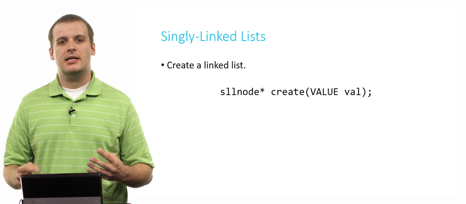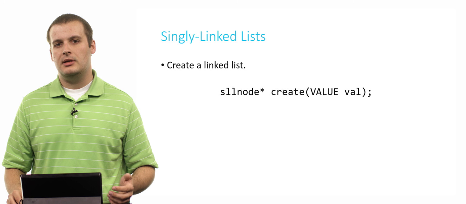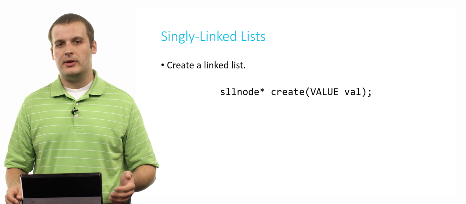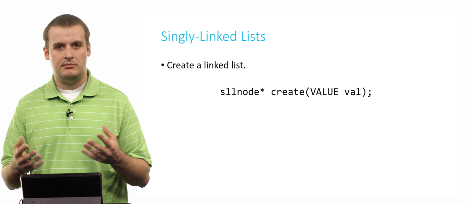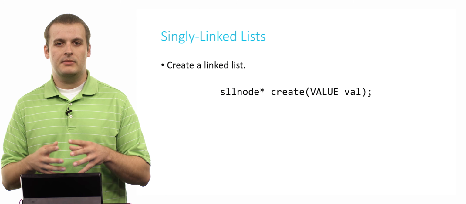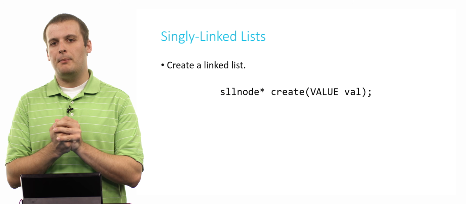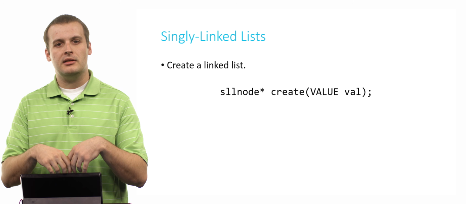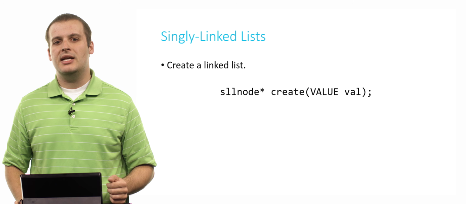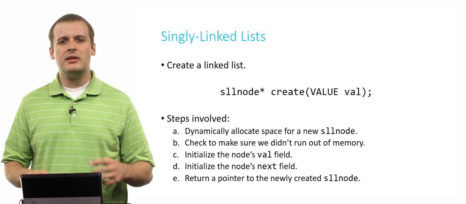So we want to create a linked list. So maybe we want to define a function with this prototype. SLL node star create, and I'm passing in one argument, of some arbitrary data type. But this function should return to me a pointer to a singly linked list node. Again, we're trying to create a linked list out of thin air, so I need a pointer to that list when I am done. So what are the steps involved here?